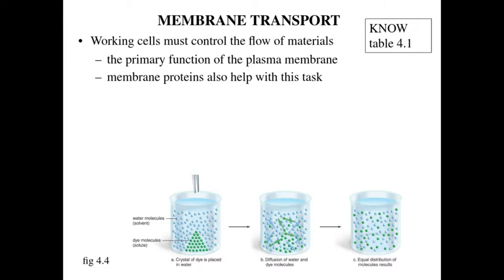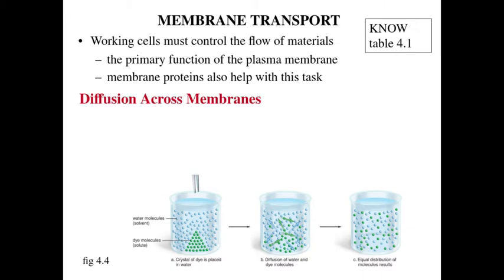In addition to the plasma membrane itself regulating this control, there are also membrane proteins that help with regulating control as well. Your integral proteins that go all the way through act as tunnels across the plasma membrane to get those molecules that aren't compatible into the cell. So they also help with that process.